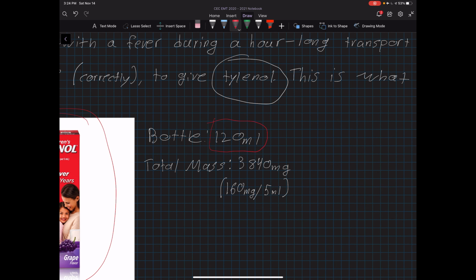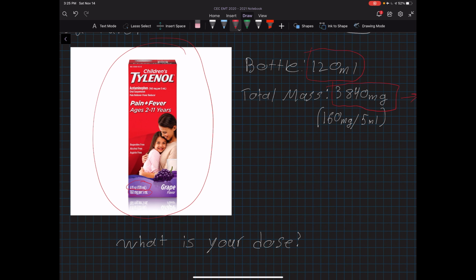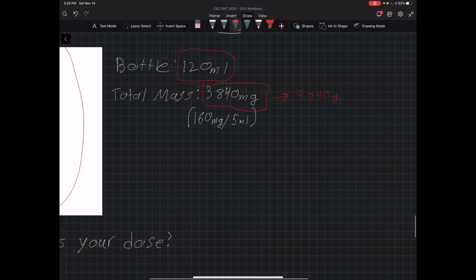The total mass of Tylenol, of acetaminophen that's in here, is 3,840 milligrams, which if you want the practice, is 3.840 grams. Just for kicks and giggles. But what it gives us on the bottle here is 160 milligrams per 5 ml. And I'll show you that it doesn't matter which one of these you use, you get the same information.